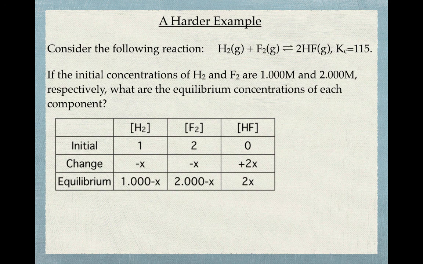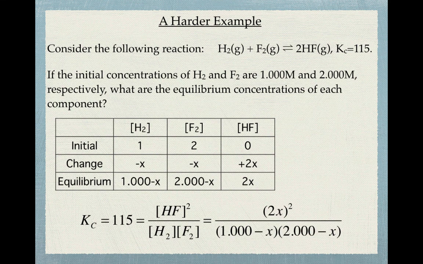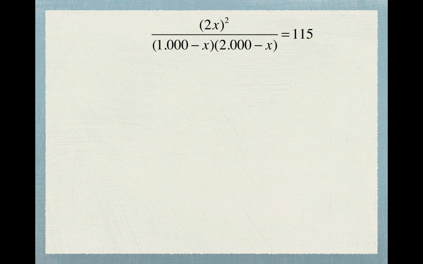And so now we just add up our initial and changes to get our equilibrium boxes, and we have 1 minus X for the H2, 2 minus X for the F2, and 2X for the HF. I plug those into my equilibrium constant expression, so I have HF squared over H2 times F2. Don't forget to square that concentration of HF because it has a 2 coefficient in the balanced reaction. So now I plug in my 2X value for the HF, 1 minus X for the H2, 2 minus X for the F2. And this starts to get a little bit on the messy side.